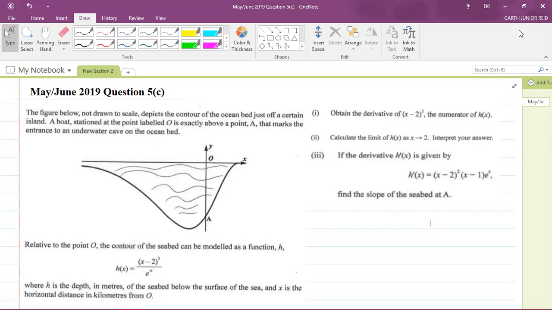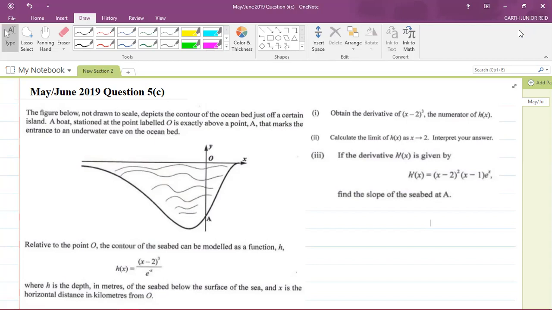Today we're going to be looking at a CAPE Integrated Mathematics past paper question from the May-June 2019 paper, focusing on question 5C. We're dealing with Module 3, which is calculus in the syllabus. I recognize that many students have difficulty answering some of these questions, so we're going to look at it.